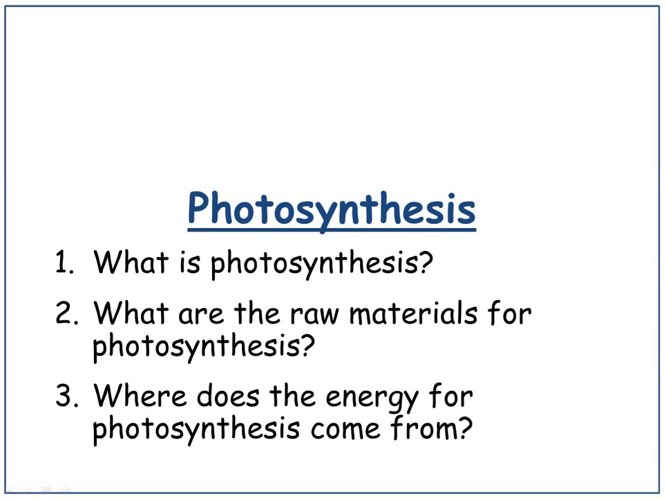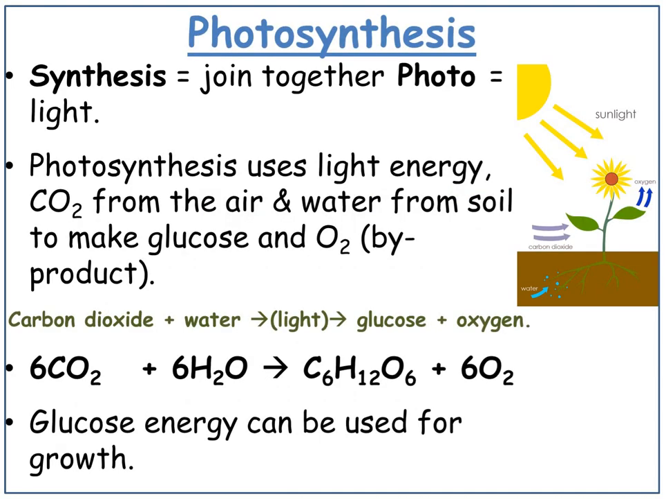Photosynthesis. What is photosynthesis? What are the raw materials for photosynthesis? Where does the energy come from for photosynthesis? So the word photosynthesis stems from two words. Photo means light and synthesis means joining together. So in photosynthesis, carbon dioxide and water are joined together using light energy.